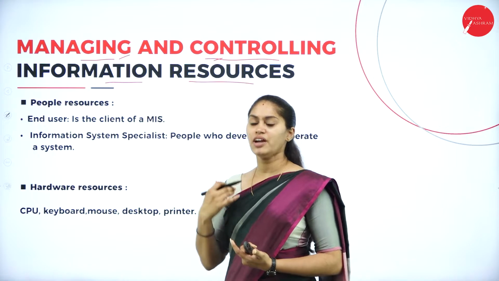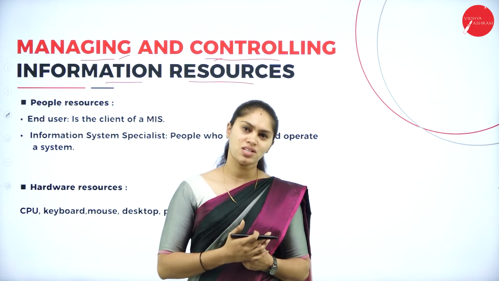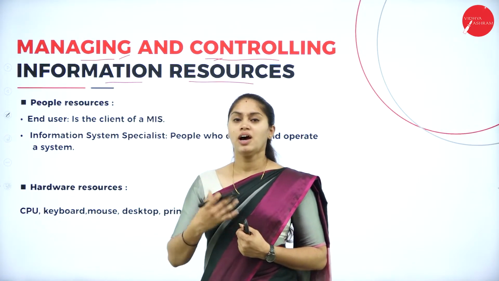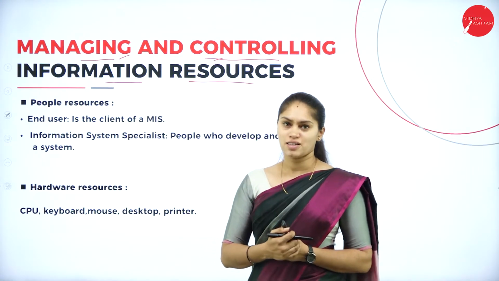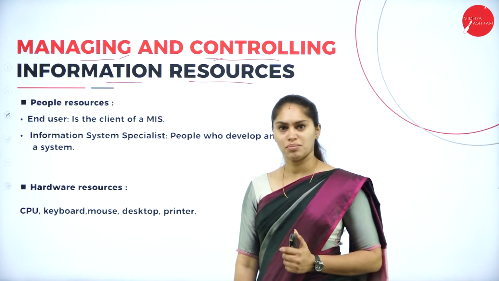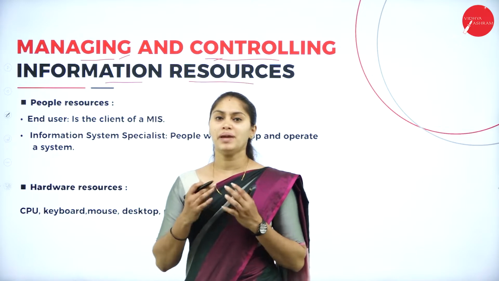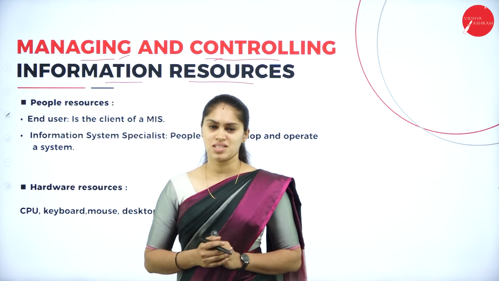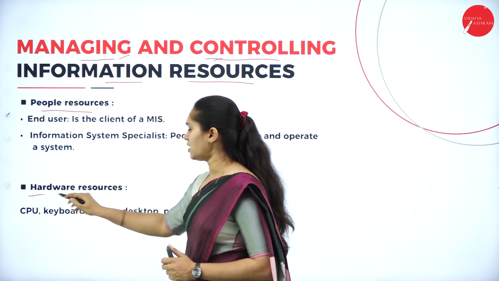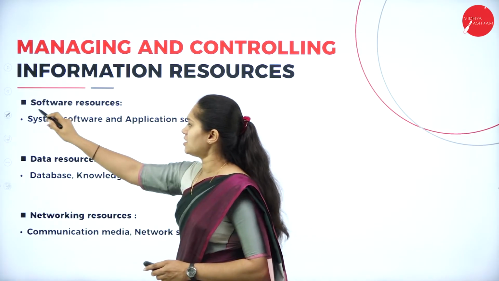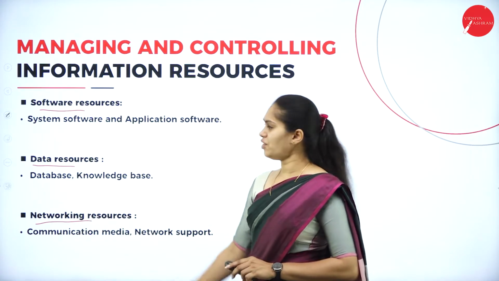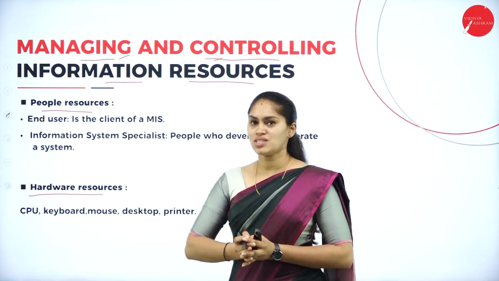If you are not managing or controlling the information resources in an effective manner, then there could be a situation of losing those resources, or there could be a misuse of those resources. So it has to be well managed and controlled by the authorized person. Then what are the things considered as resources of the information system? I can consider people as a resource, hardware as a resource, software as a resource, data as a resource, and networking as a resource. If we don't have any one of these, the information system is not complete.